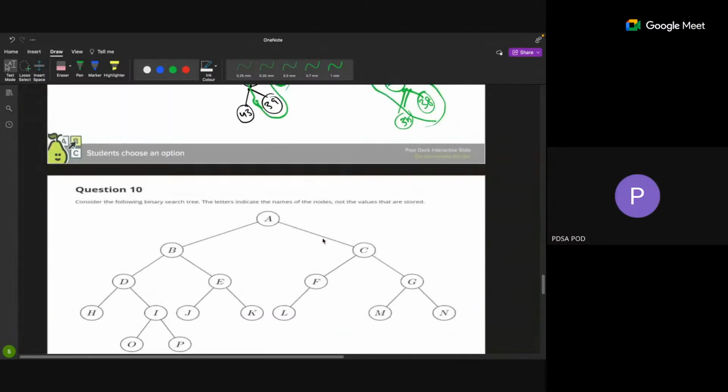Somebody wants to ask something. Yes, sir, this question, can we do it by drawing a tree directly?